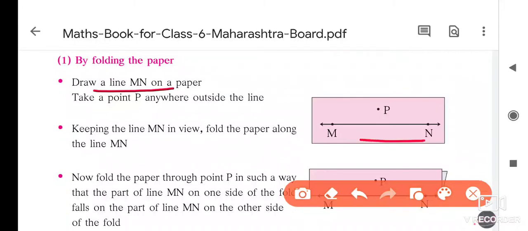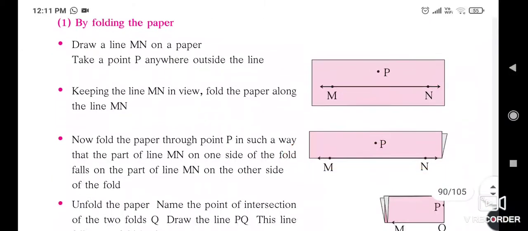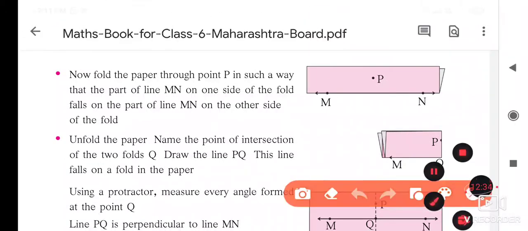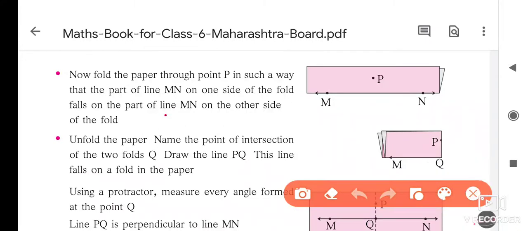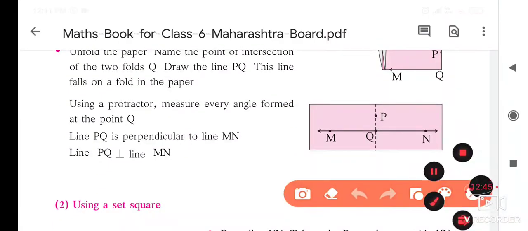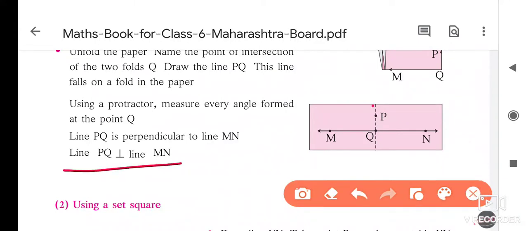Draw MN on paper, then take point P outside the line. Keeping MN in view, fold the paper along MN. Now fold the paper through the point P in such a way that the part of MN on one side falls on the other part of MN along the fold. After that you will get such a type of folding, and if you open it, you will get the perpendicular PQ on MN. That we have to write this way: line PQ is perpendicular on line MN.